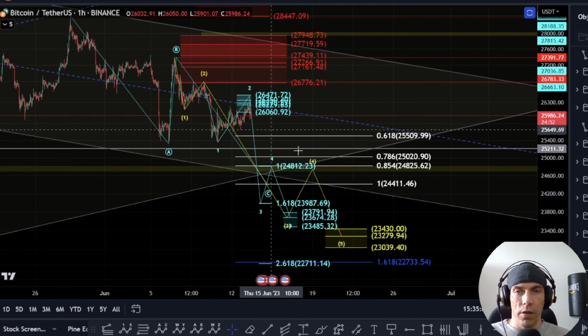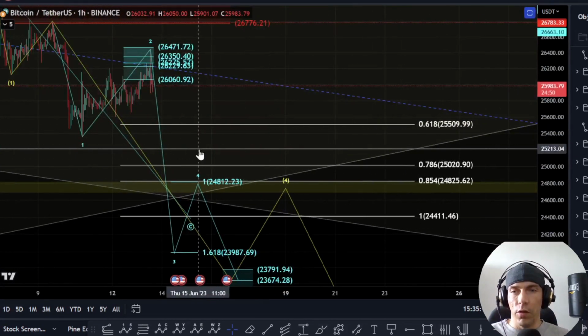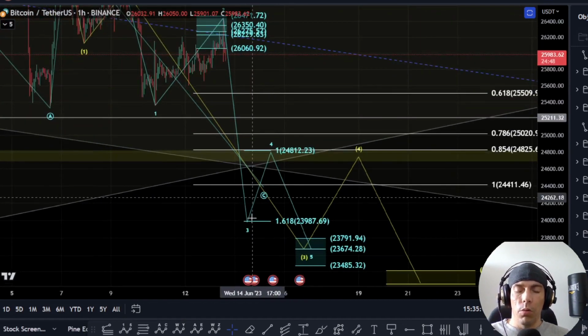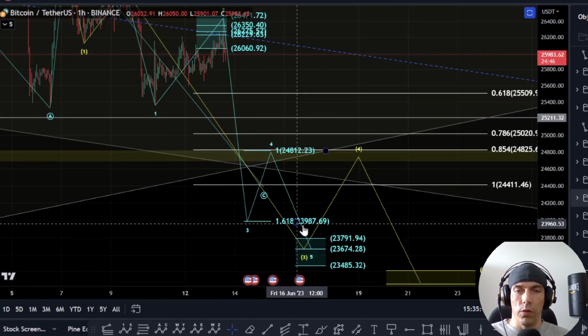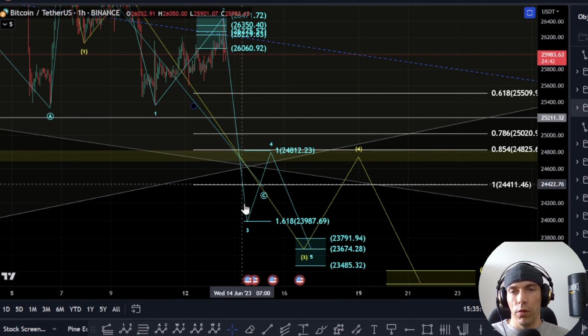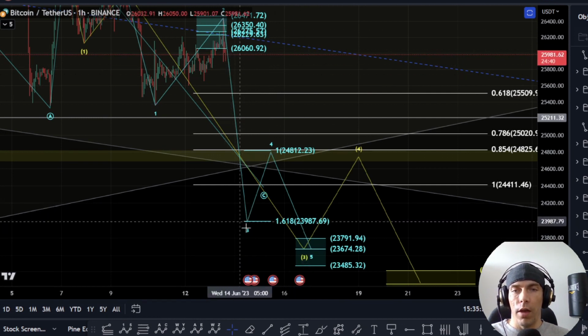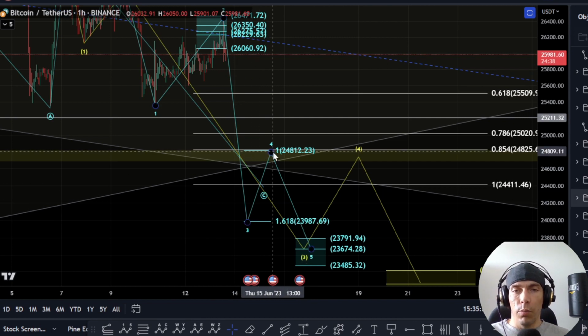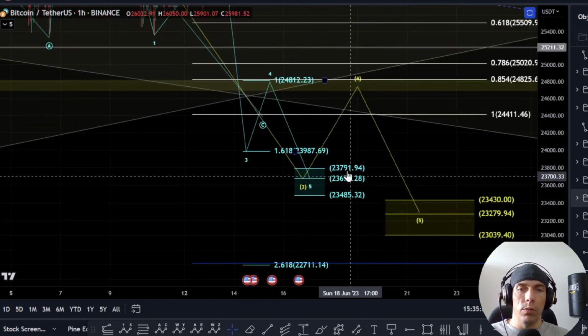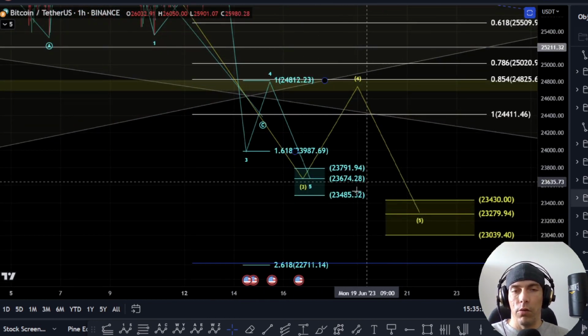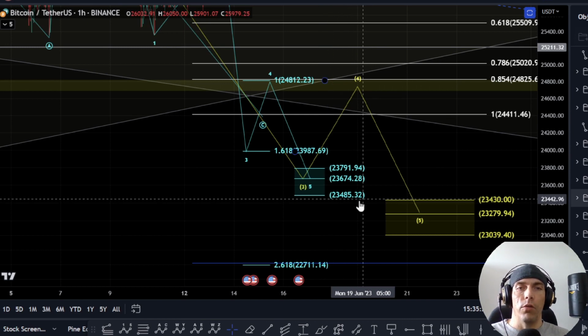However, if we did actually see a 5-wave move to the downside where we start to break down in a bigger wave here, what we could actually see is a move down towards this 1618 here of this 23,987. Moving down towards this zone in a 5-wave move would indicate that we have this 3rd wave in play, in which case we'd be looking for a 4th and a 5th, which would actually look to bring us down towards this 23,791 to this 23,485.